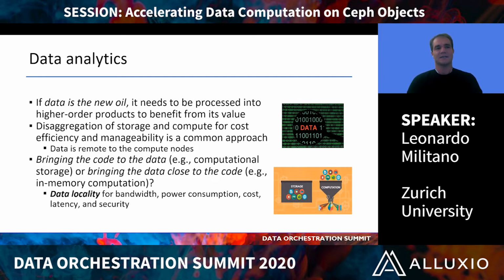And on the other hand, we have another approach, which would be to bring the data closer to the code. And here we think of solutions like caching, but also in-memory computation. What these two approaches have in common is data locality, and data locality brings several benefits exactly on those performance indicators I was mentioning before: bandwidth, power consumption, cost, latency, and security, because the data is close to the computation element, where the data analytics happens, and so we don't have to move the data back and forth.